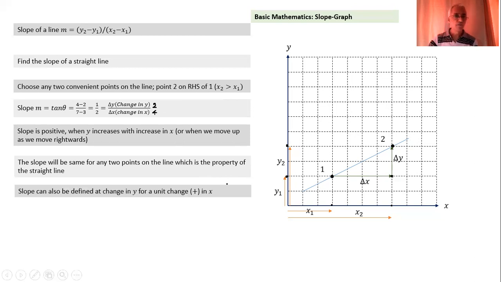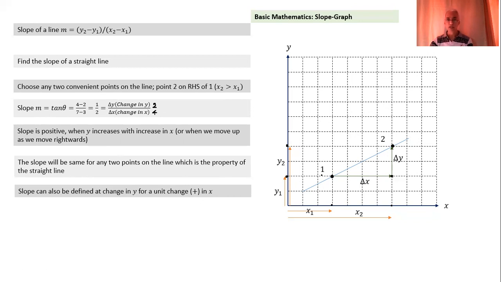Another way to define slope. What is the other way to define slope? It's the m term here. m is delta y by delta x. So slope will be equal to delta y when delta x is equal to 1. So how do we state it in words? What is slope equal to? Slope can also be defined as change in y for unit change in x.